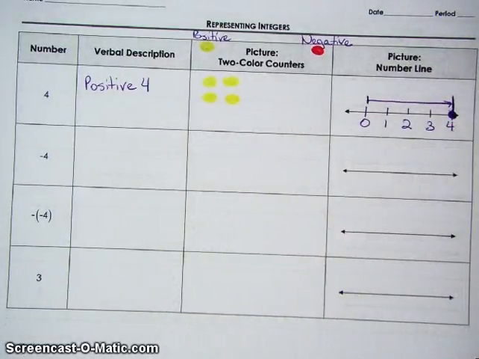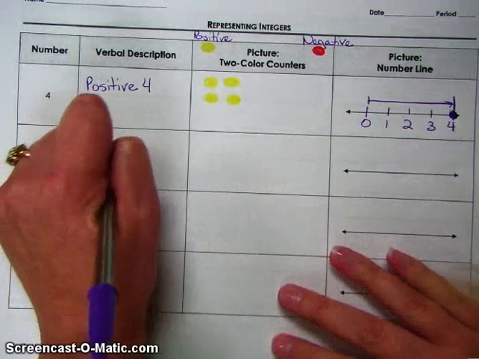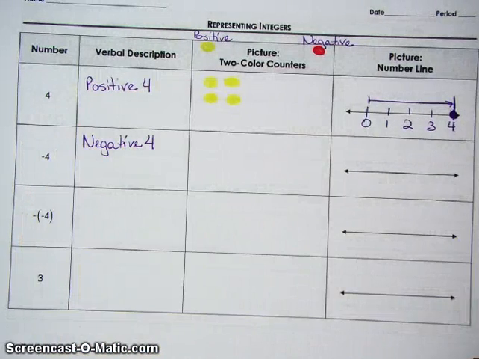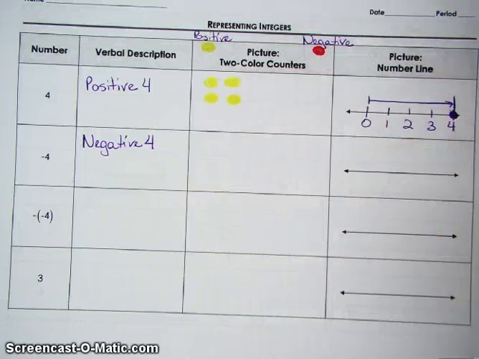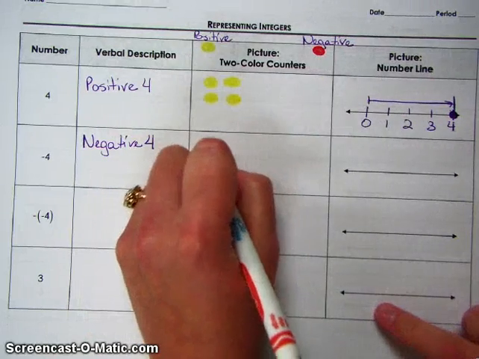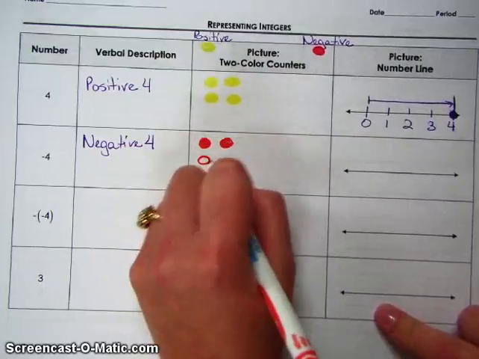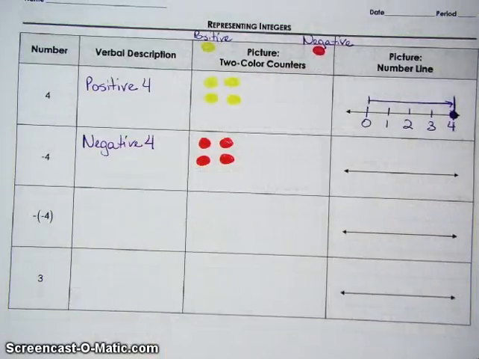Let's move on. So then we have the number negative 4. So we're going to write the word negative 4. So in negative 4, we're going to be using the red color to mean negative, and we're going to color 4 red circles. That's your picture for the two color counters for red.